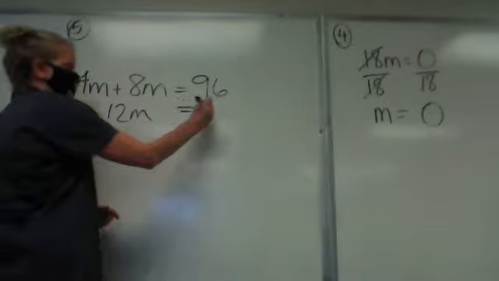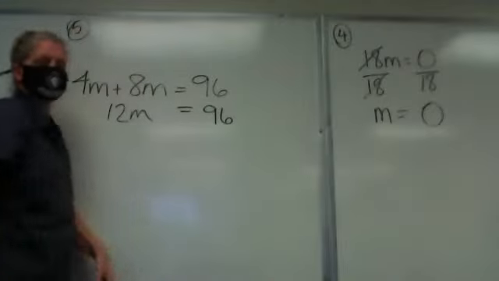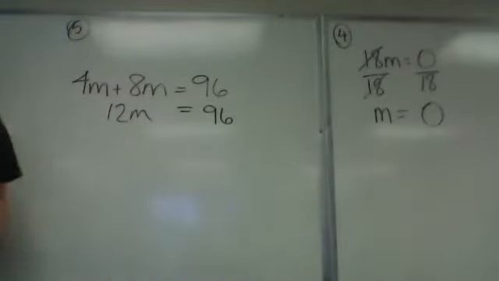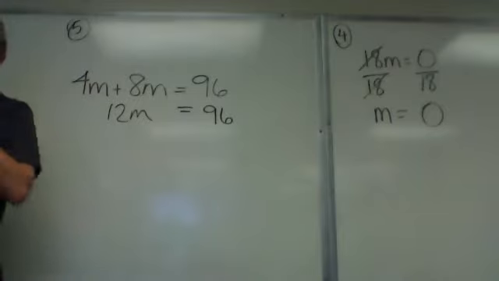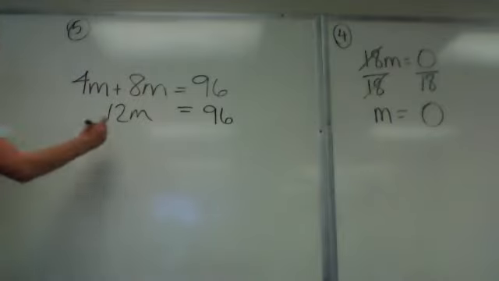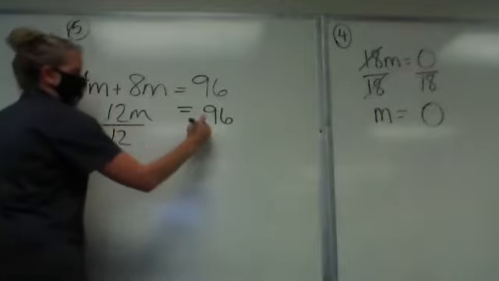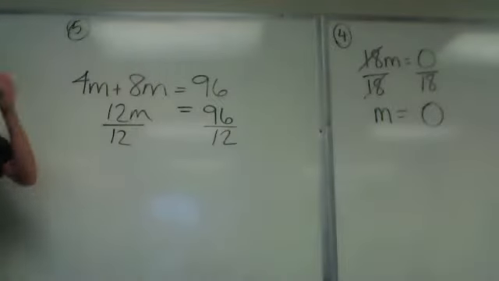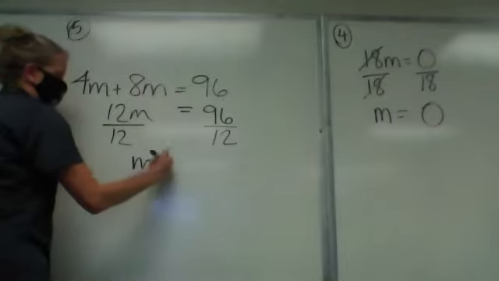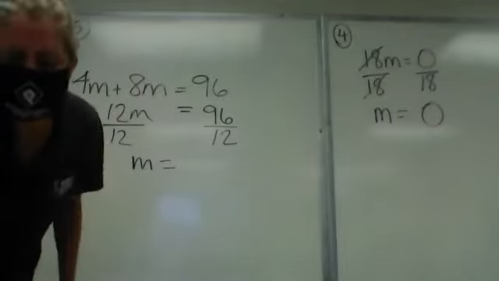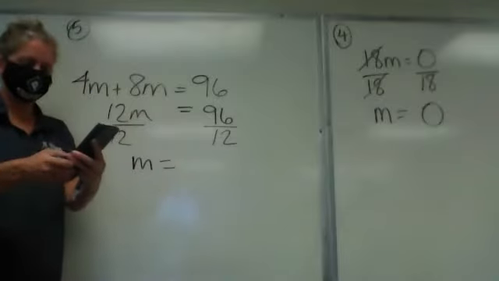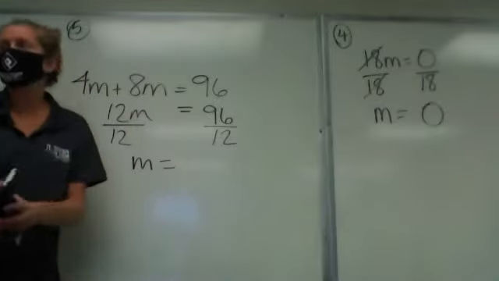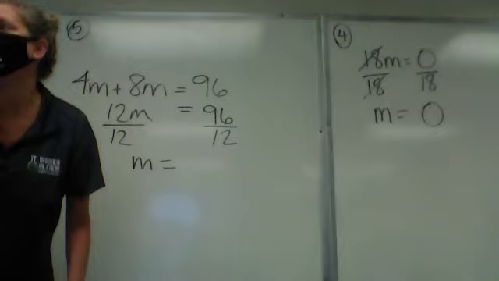Bring down this 96. So now we're like the problems in the rest of this section. All I'm left with to get that m by itself is what is hooked on, which means that's what I'm going to divide by. So m equals, and then I'll just go to my calculator and do 96 divided by 12, and it gives me a whole number. It just tells me that is 8.